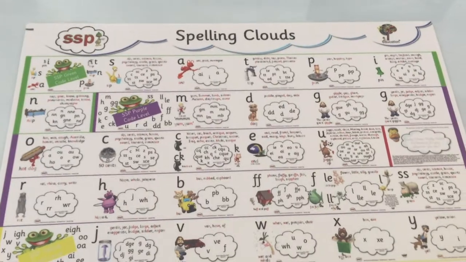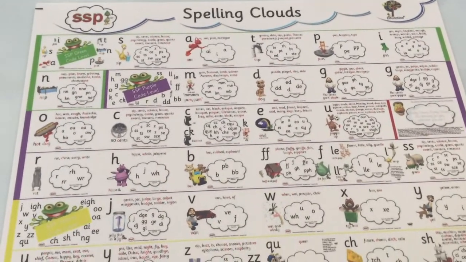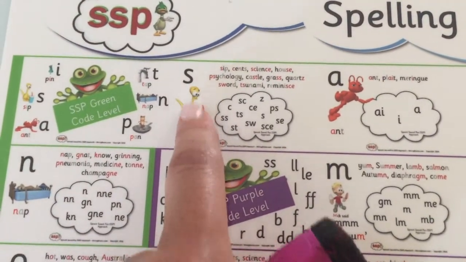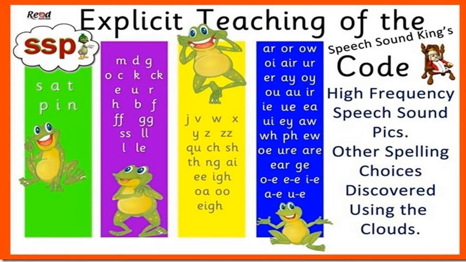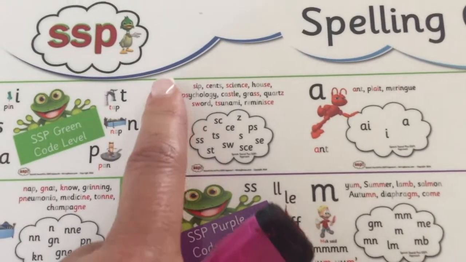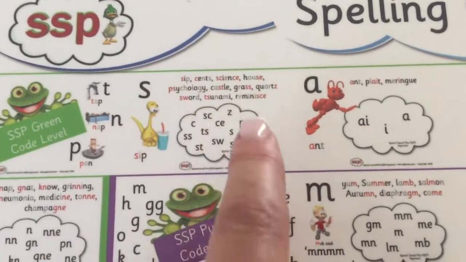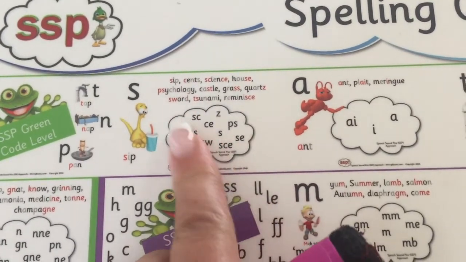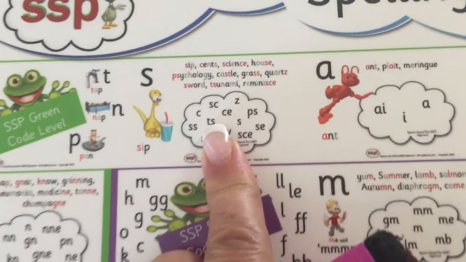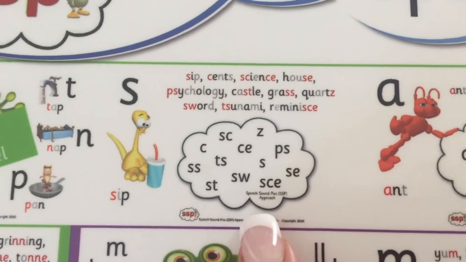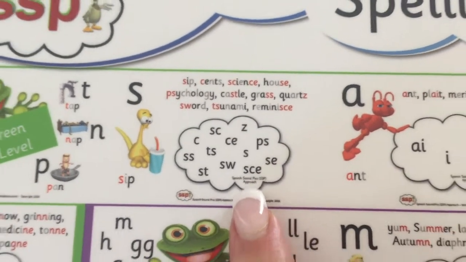As you know, there's a spelling cloud for every speech sound in English. The one in bold on the outside, that's the one that the child learns explicitly and systematically as they go through the code levels. This is a high frequency one. We are not teaching these. Please don't think that we're teaching the pictures in the clouds. It would just be a waste of time because it's like rote learning.